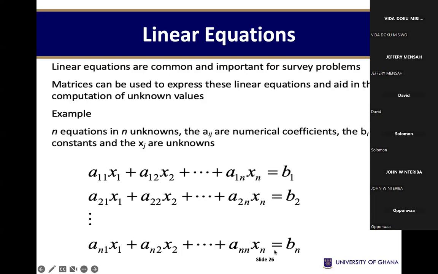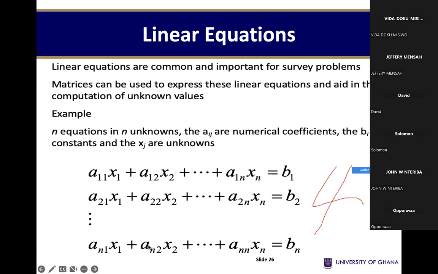Then we come here, the same thing. How many equations can we have? Equation 1, equation 2, equation 3, all the way to equation n. So there are n equations in n unknowns, because the variables x1, x2, x3, all the way to xn give a total of n unknowns. And the aij's are the numerical coefficients of x1, x2, xn.